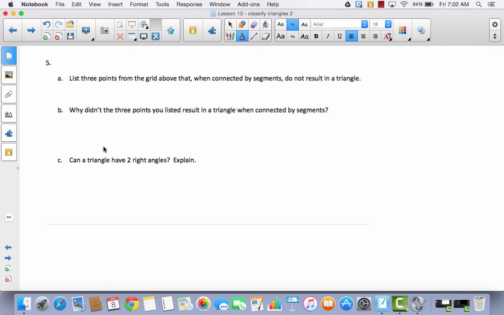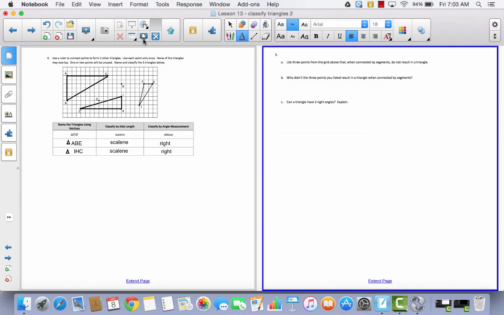All right, so let's take a look at number 5. List 3 points from the grid above that when connected by segments do not result in a triangle. So we've got to list 3 of them. I'm going to do a dual page like this so I can go back and look. So what are 3 points that when you connect them, they do not make a triangle?